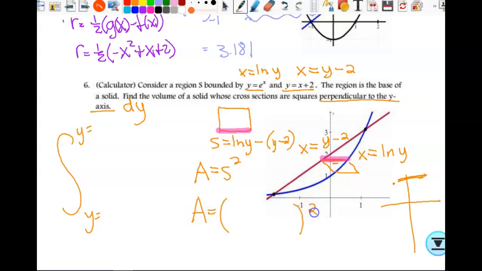So I asked myself 2 questions. What's the shape of the cross-section? Square cross-sections. And then what is the formula for its area in terms of y? I just take that side length, natural log y minus quantity y minus 2, and square it. I could clean it up if I want to, but I don't have to. It's a calculator problem.